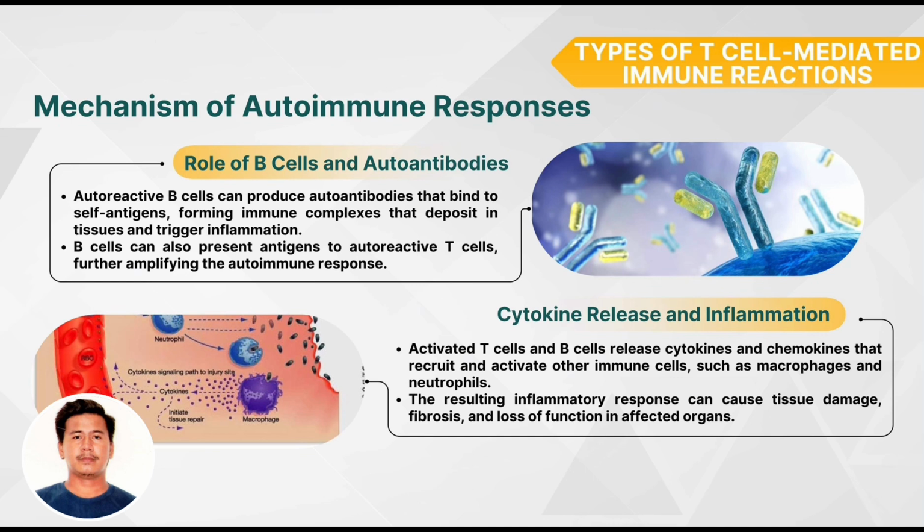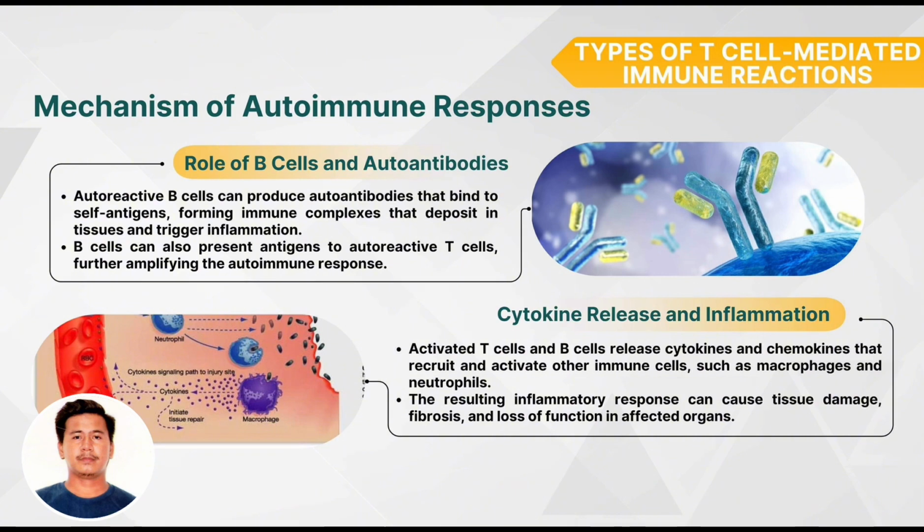So we also have the role of B cells and autoantibodies. The autoreactive B cells can produce autoantibodies that bind to self-antigens, forming immune complexes that deposit in tissues and trigger inflammation. B cells can also present antigens to autoreactive T cells, further amplifying the autoimmune response.